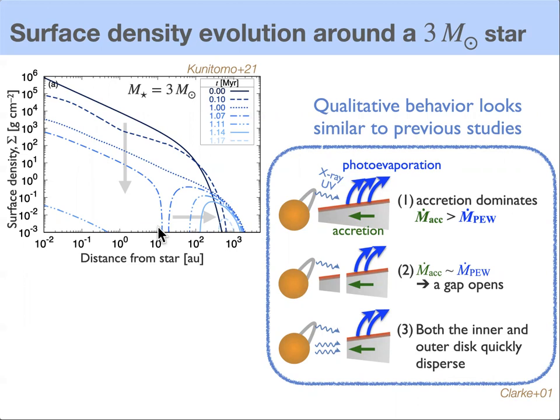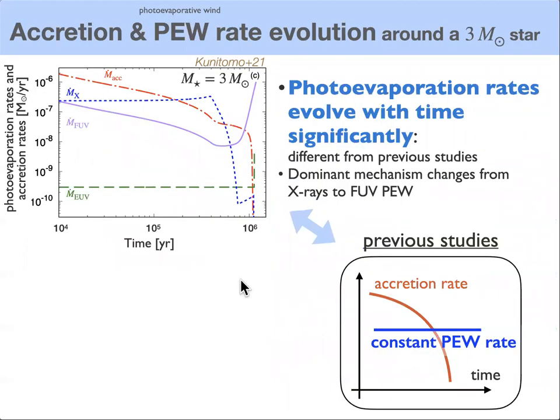And both inner disk and outer disk quickly disperse. However, in this slide, I'd like to stress the importance of the stellar evolution. This figure shows the evolution of the photoevaporation rates. Blue, magenta, green lines show the X-ray, FUV, EUV photoevaporation rates, respectively.